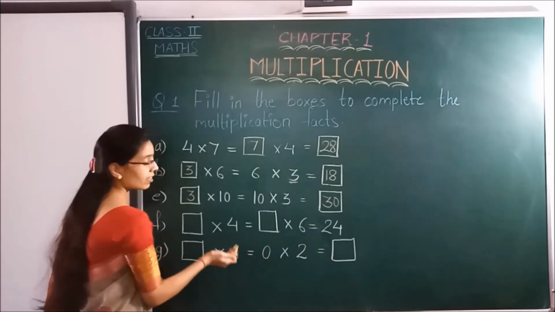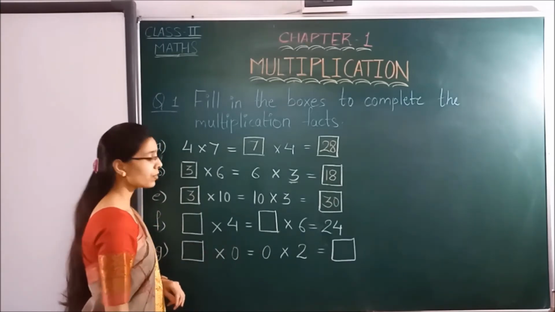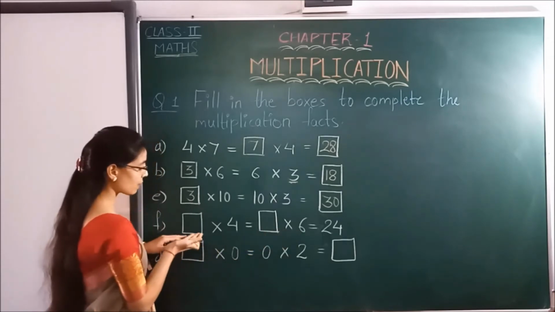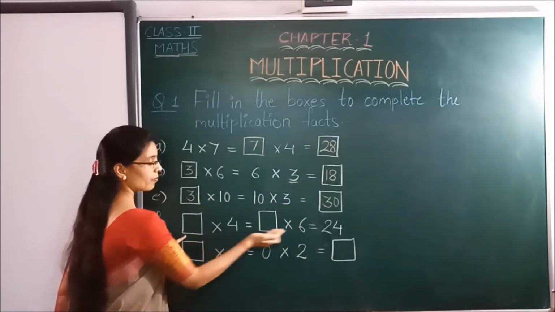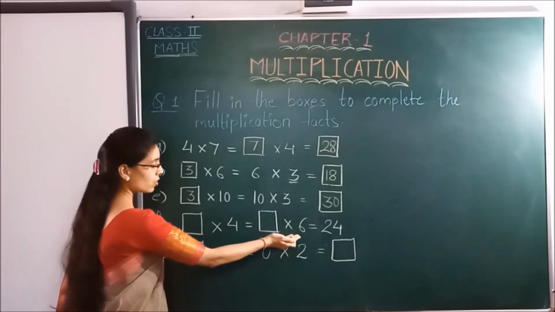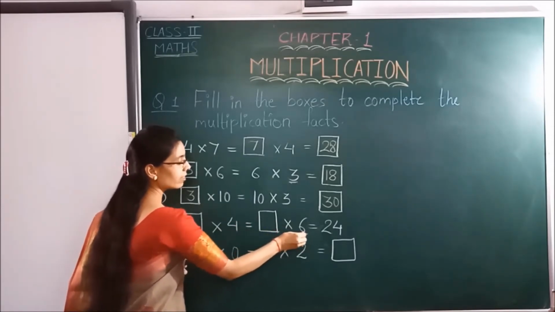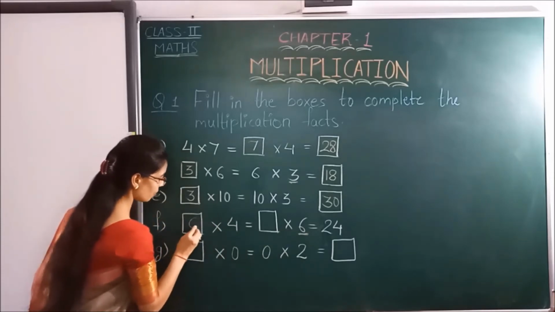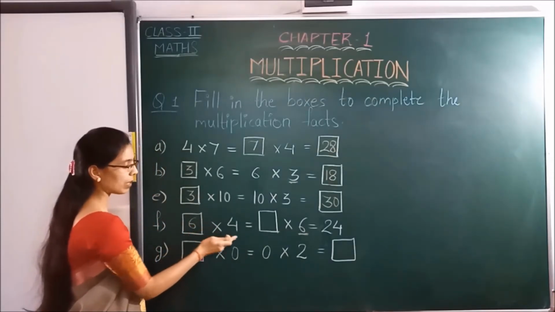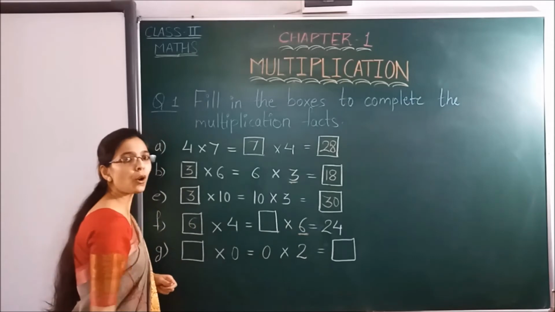Now F. Now children, can you identify which number we have to write here? See, 4. And here is 6. So we can identify that another number is 6. So we can write here 6. 6 multiplied by 4 is 24.